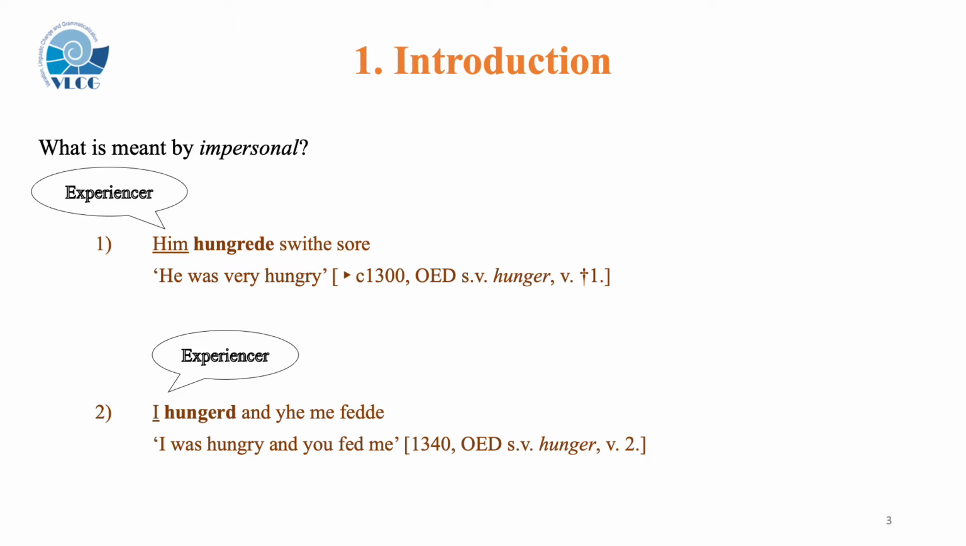This presentation is concerned with the development of a verb which in earlier English could appear in so-called impersonal constructions. Whenever I use the term impersonal, I'm referring to a specific type of morphosyntactic pattern where there is no grammatical subject and the experiencer is rather expressed by an objective pronoun in example 1. In example 2, however, the experiencer is expressed by a subjective pronoun in a personal construction.